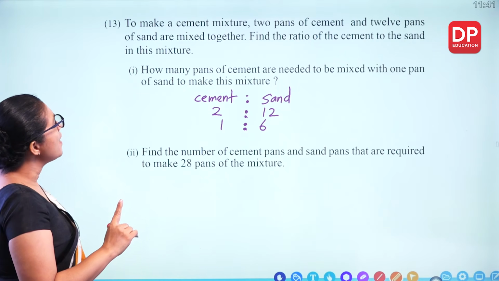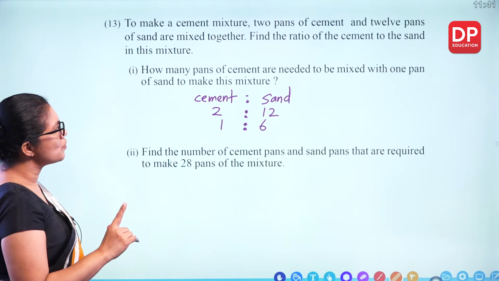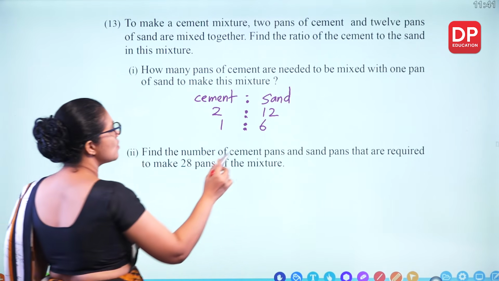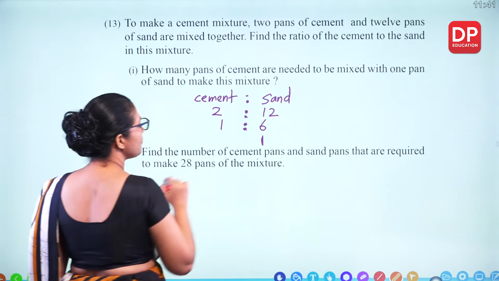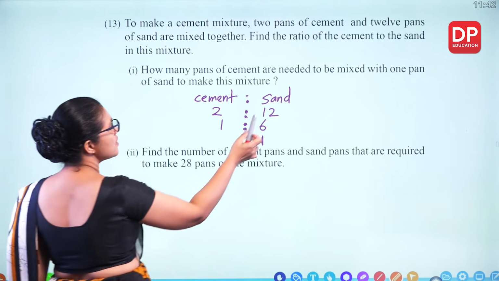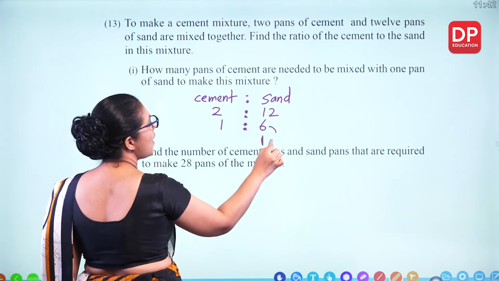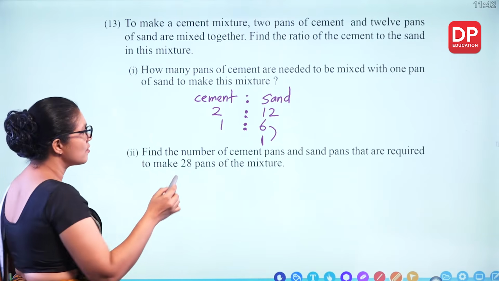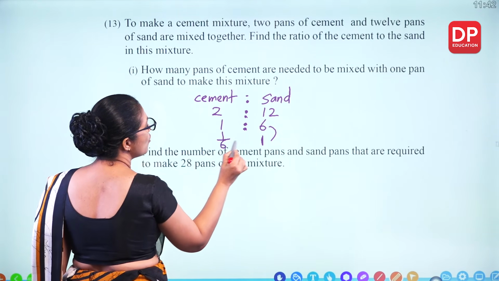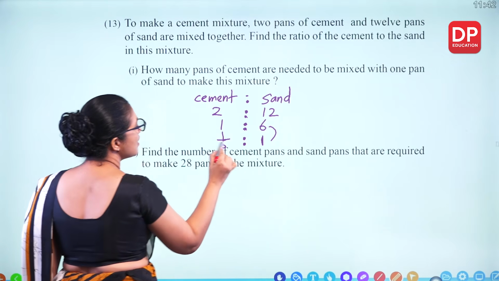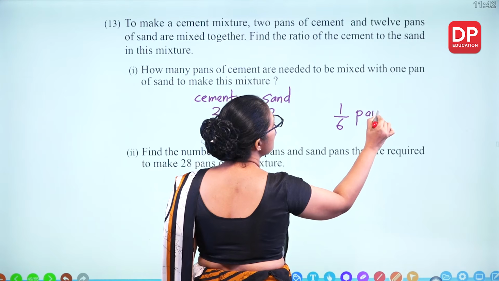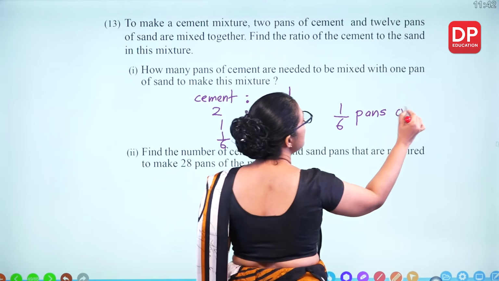Now how many pans of cement are needed to be mixed with 1 pan of sand to make this mixture? If this is 1, so with 1 pan of sand, this becomes 1 means you divide by 6. So you do the same thing here. Divide by 6. 1 over 6. So 1 over 6 pans of cement needed.